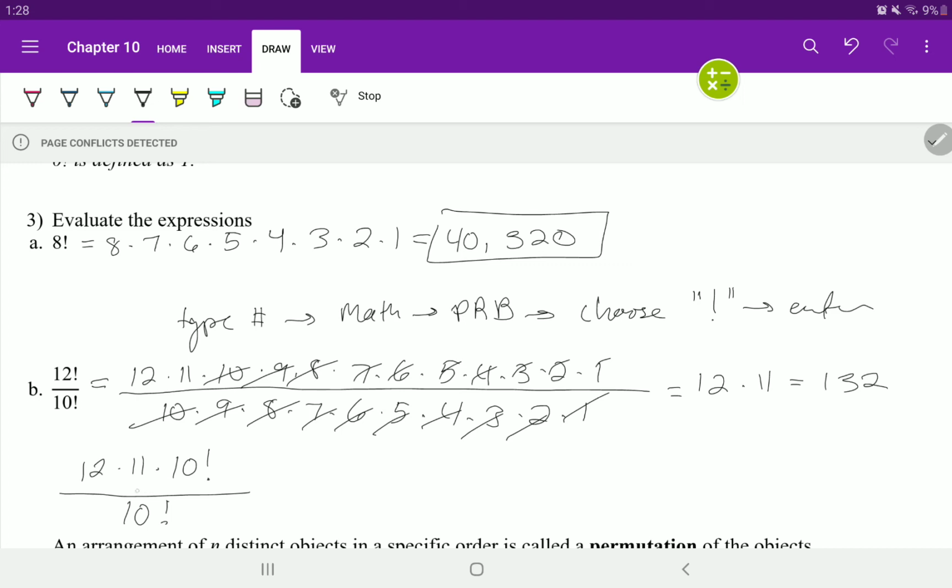And if I end there, they simplify each other out, leaving me with just 12 times 11, which is also 132. So instead of expanding all the way down, or perhaps even using a calculator, which won't always be the best way, especially if the bottom is larger than the top, you can use this method right here. I'm going to do one more of these. Let's do one more of these.